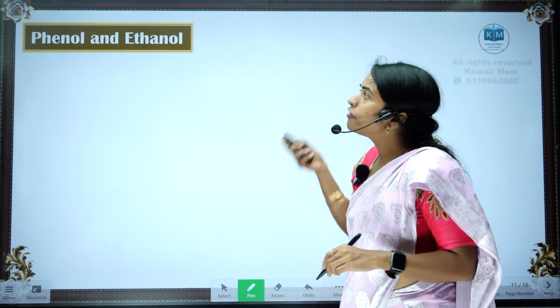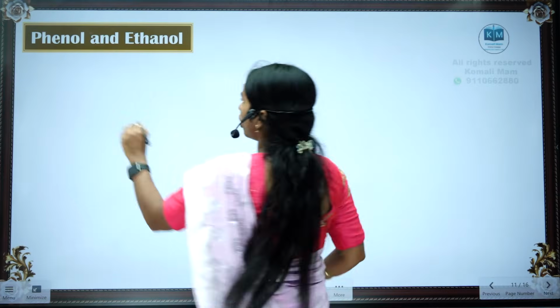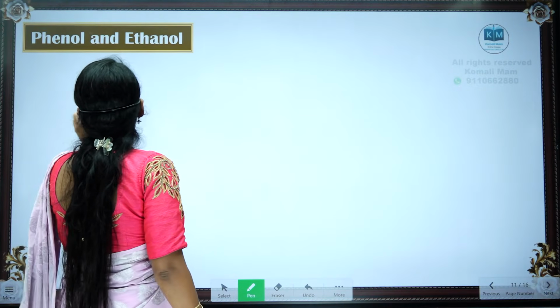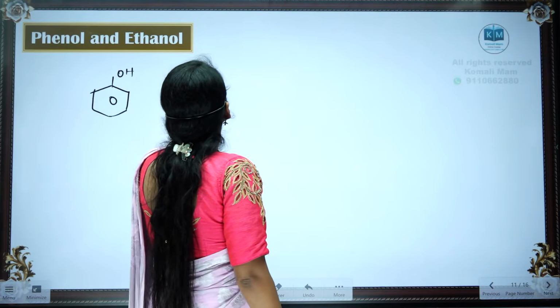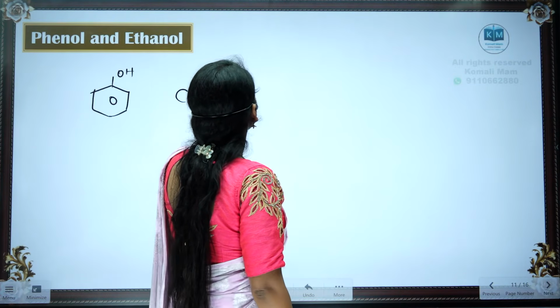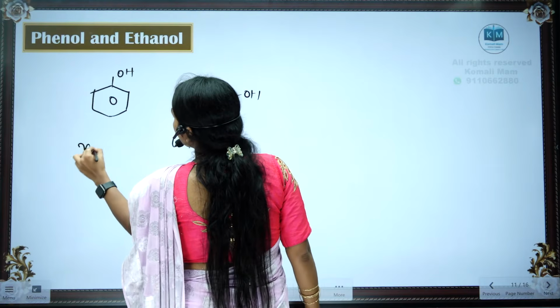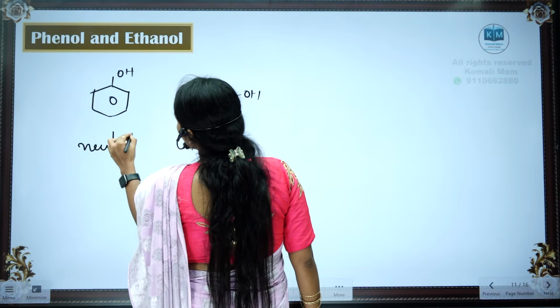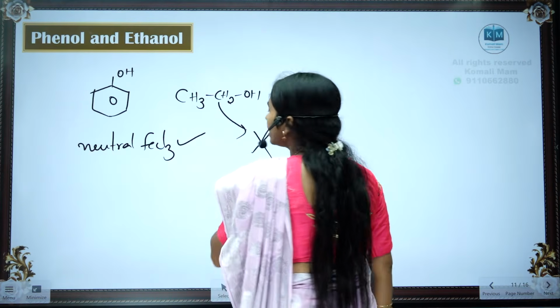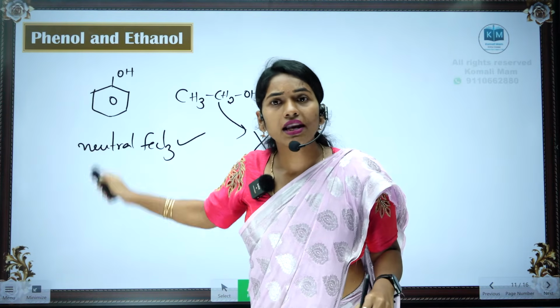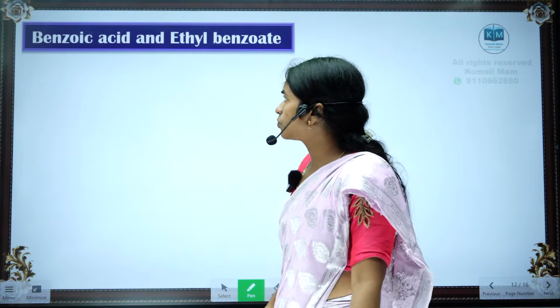Next question, phenol and ethanol. Draw the structure first, phenol, then ethanol. Neutral FeCl3, ferric chloride: phenols give the test with neutral FeCl3, whereas alcohols don't give. Only phenols will give, alcohols don't give. Got it? See the next one.